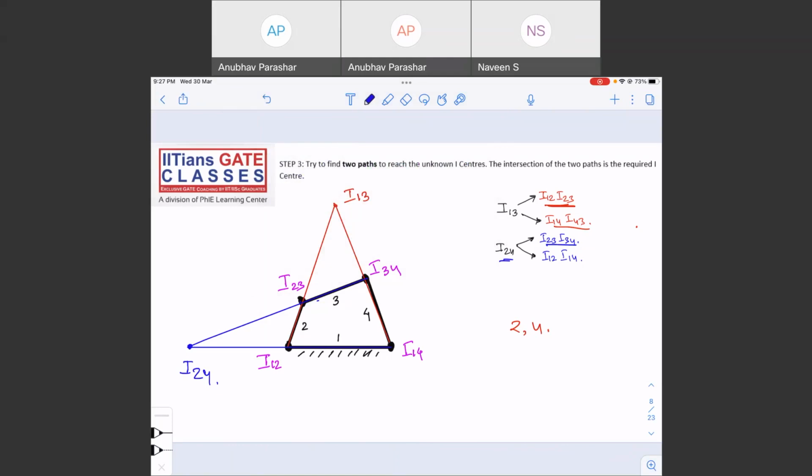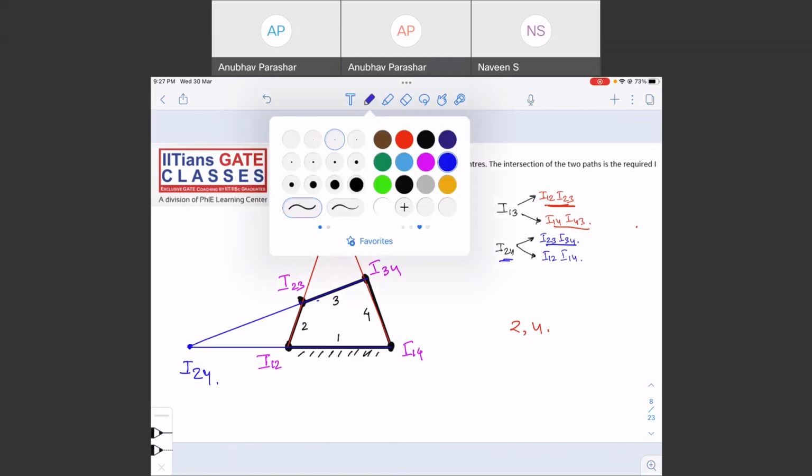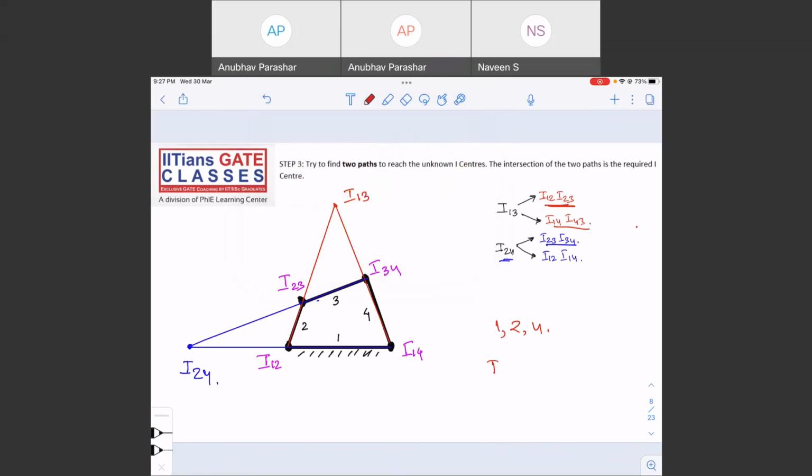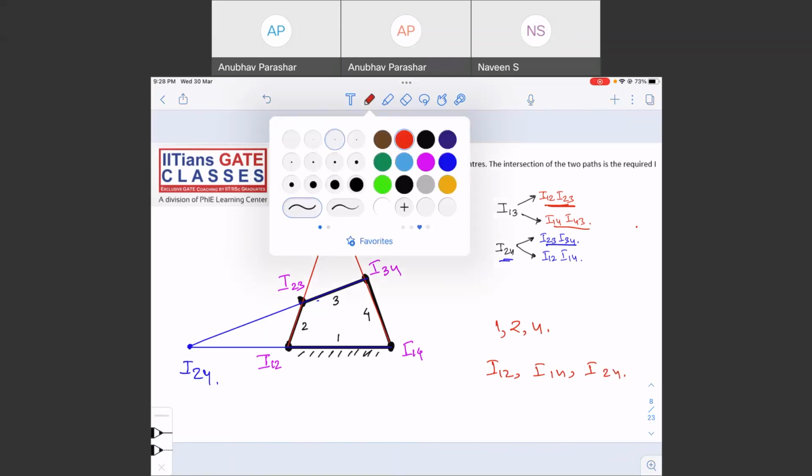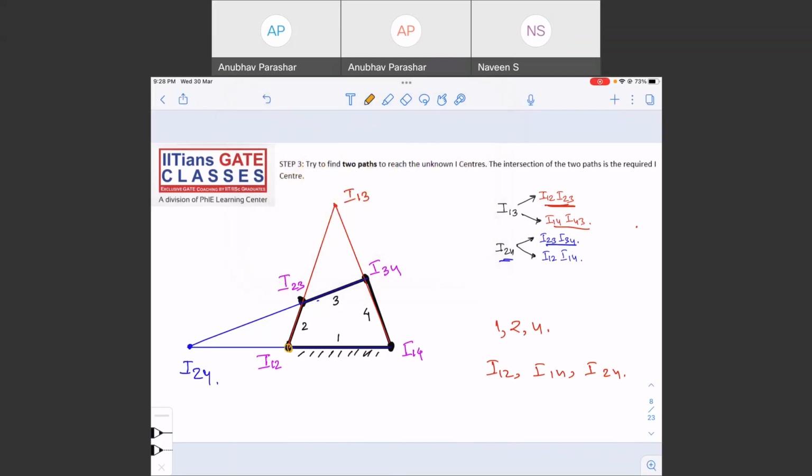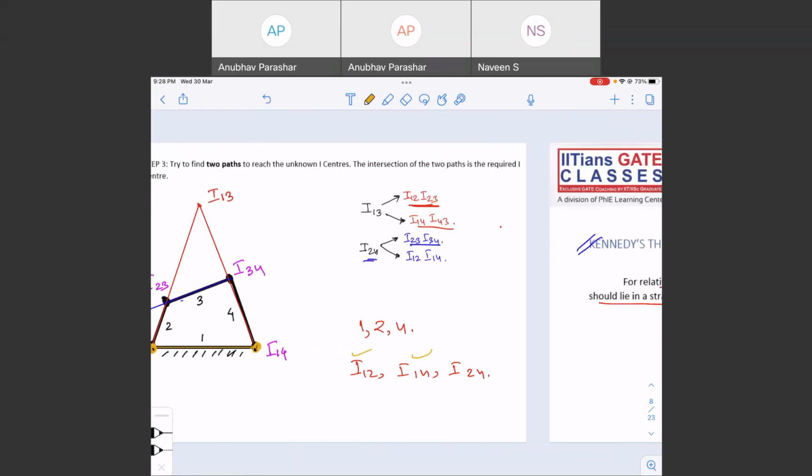So if you consider link number 2 and 4, what are the associated eye centers? Any three links, take it. We choose link number 1, 2, and 4. What are the associated eye centers? I12, I14, and I24. Let us try to plot these eye centers. This is I12, this is I14, this is I24. You can see all three are in the same straight line. So you just need to remember what Kennedy's theorem is.